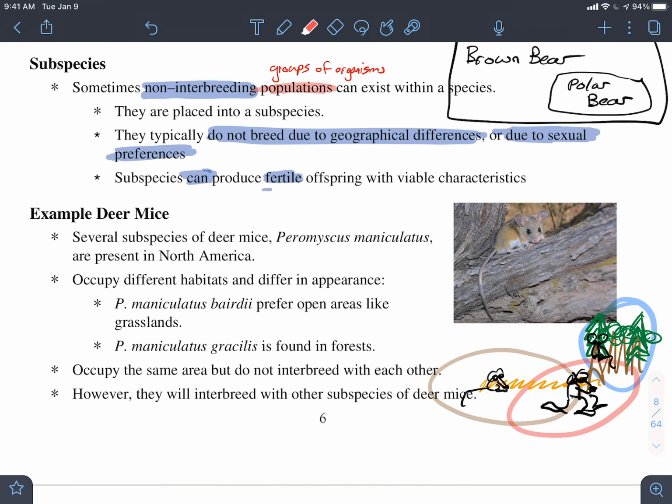In this case, we have a species of mice that are going to stick to what they know. And by sticking to what they know, they might not interact.